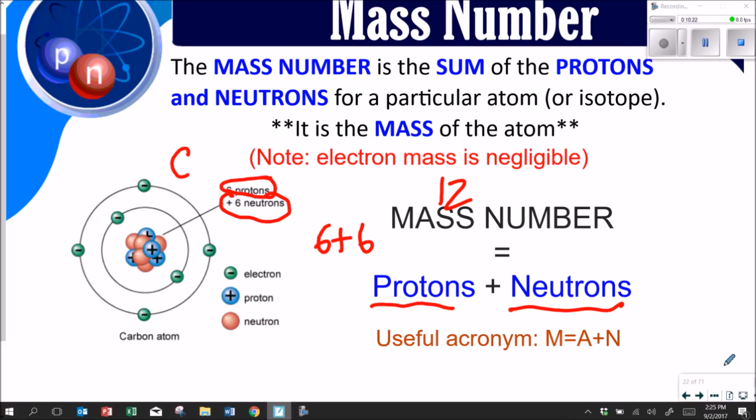A useful acronym for that is MEN. So mass number equals atomic number plus the number of neutrons. If we put our two acronyms together, we have the acronym APE MEN.